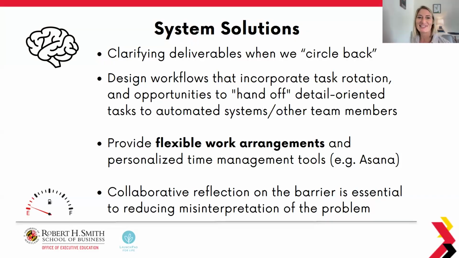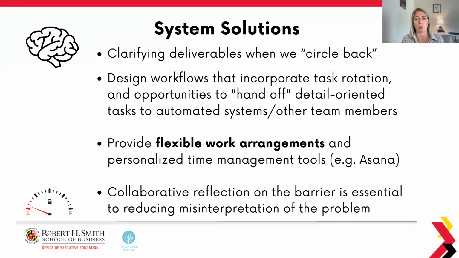Even though I kind of started in on the solutions on the last slide, the vague language piece, really just clarifying those deliverables when we circle back. I think clear lists and making sure that they're written and not just verbal. Designing workflows that incorporate task rotation. What are the opportunities to hand off detail-oriented tasks to automated systems, right? So the revising and the editing. When do we allow our employees to say, hey, listen, I'm really bad at this discrete task? I think that's kind of important to talk about amongst your teams, and make sure you have the best person for the job for those final detail pieces.